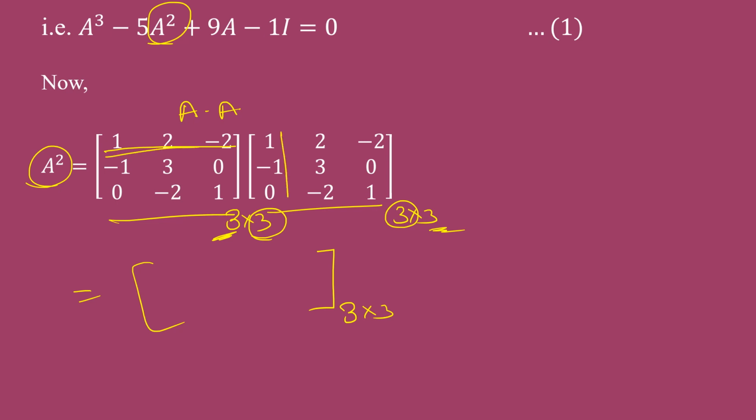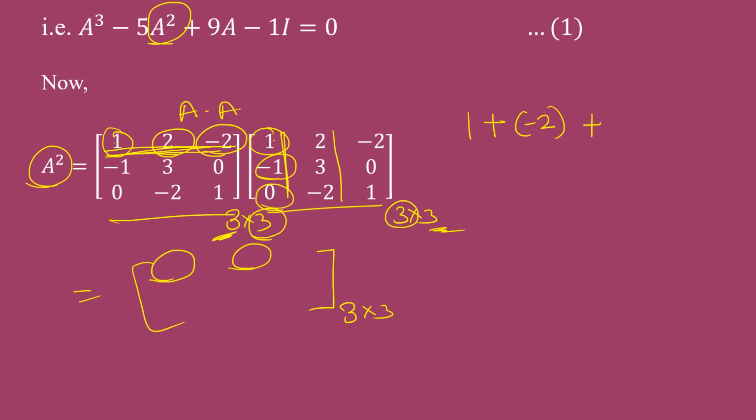How do we multiply matrices? The first row and first column is going to give you the first entry. The first row and second column is going to give you the second entry, and so on. How do we multiply the first row and first column? Corresponding elements will get multiplied. So 1 times 1, 1. Then plus 2 times minus 1, which is going to be minus 2. Then plus minus 2 times 0, which is going to be 0. So you got 1 minus 2 minus 0, so the first entry you are going to get is minus 1. And so on, you will perform the calculation.